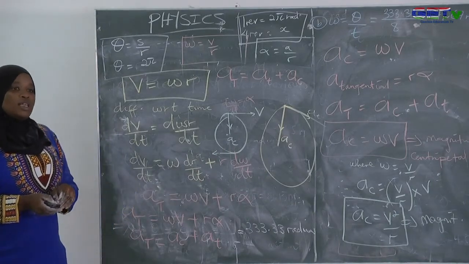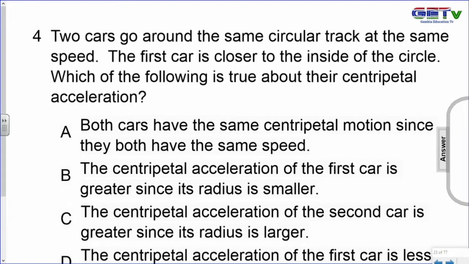Okay, now look at the last one. It says two cars go around the same circle at the same speed. Good. The first car is closer to the inside of the circle. Which of the following is true about their centripetal accelerations?